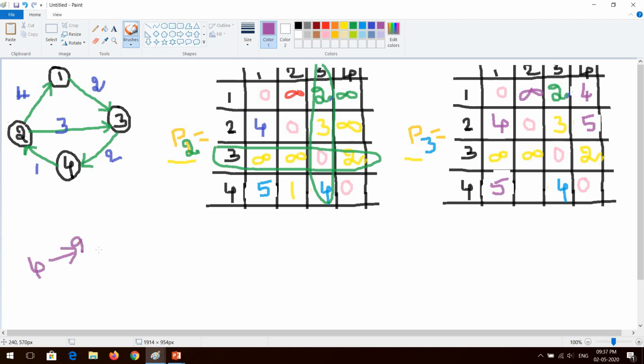4 to 2 is of cost 1. So 3 as intermediate vertex. 4 to 3, 3 to 2. Let us check what is happening. 4 to 3 is of cost 4. 3 to 2 is of cost infinite. So 4 plus infinite. So minimum is 1. So 1 will remain same. See, if you observe clearly, I am able to eliminate all the infinite values one by one.